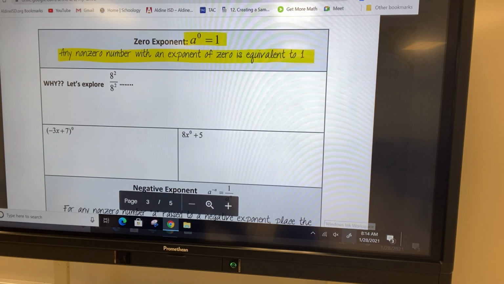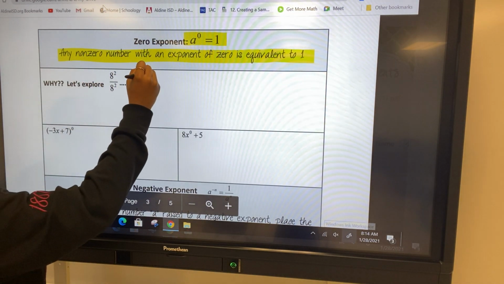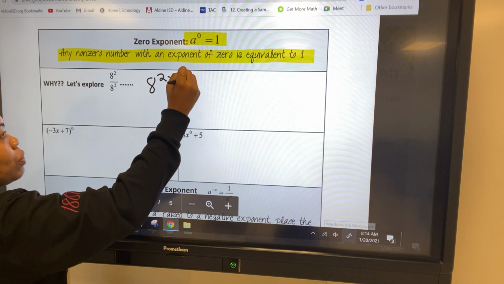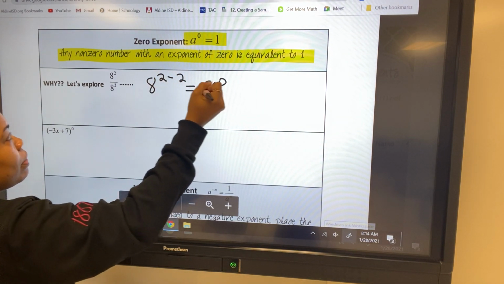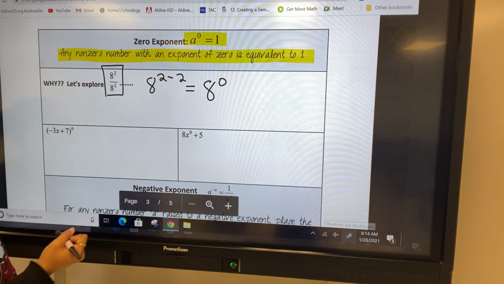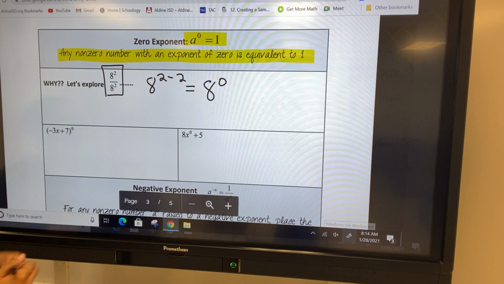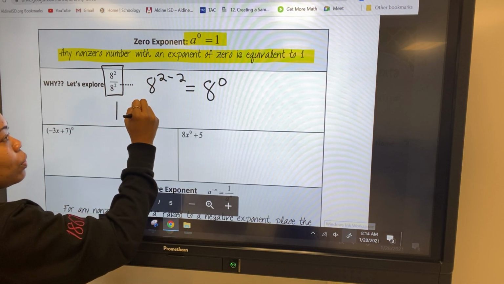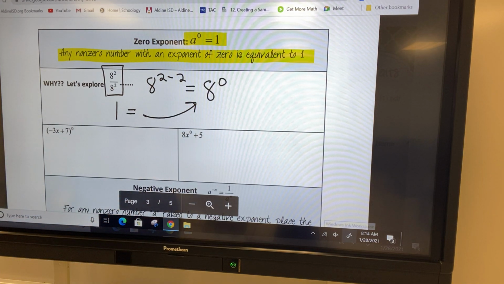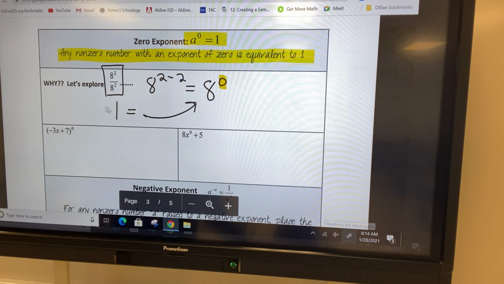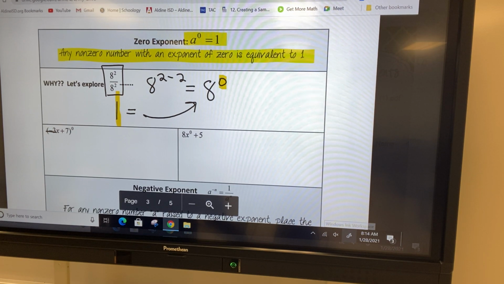And so what happens here is, remember we talked about in the quotient rule that if you have the same thing in the numerator and denominator, this would be 8 to the 2 minus 2, which is 8 to the power of 0. And we know that anytime you have something over itself, this is just one whole. So this means that one whole is equal to 8 to the power of 0. So anytime your exponents cancel out and you get 0, it means that your answer is going to be one whole.